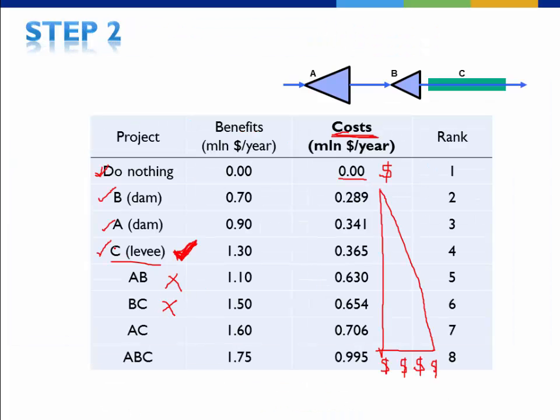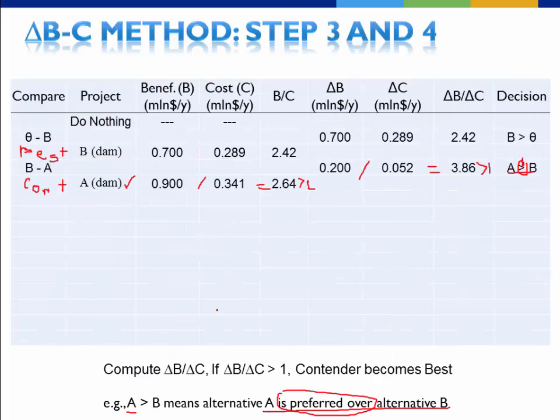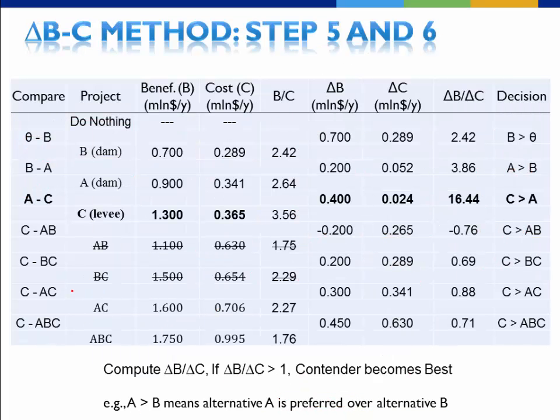Now we need to compare C and AC. Again, these are the benefits, these are the costs, you divide these two. If this value is greater than 1, then it's again still economically feasible. The difference between 1.3 and 1.6 is 0.3. The difference between these two is 0.34. When you do this division, you get this value, and again, this is less than 1. So still C is preferred over AC.